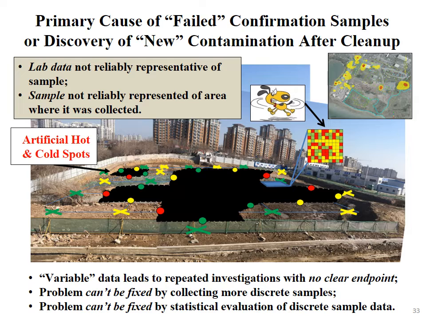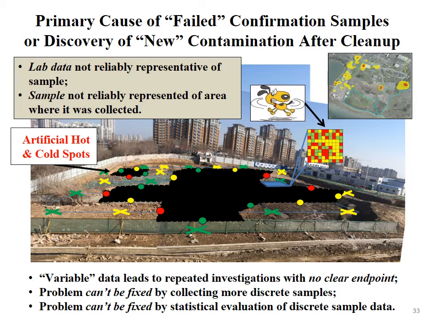So this problem can't be fixed by collecting more and more discrete samples. What you're using, when I say you, I'm talking to myself, my past anyway, as a geologist, is the wrong sampling method for this type of media. The problem can't be fixed either by statistical evaluation of discrete sample data. It can help, and that's all the risk assessors could do because they're getting this data dumped on them in the first place. But you can run into a lot of problems with that.